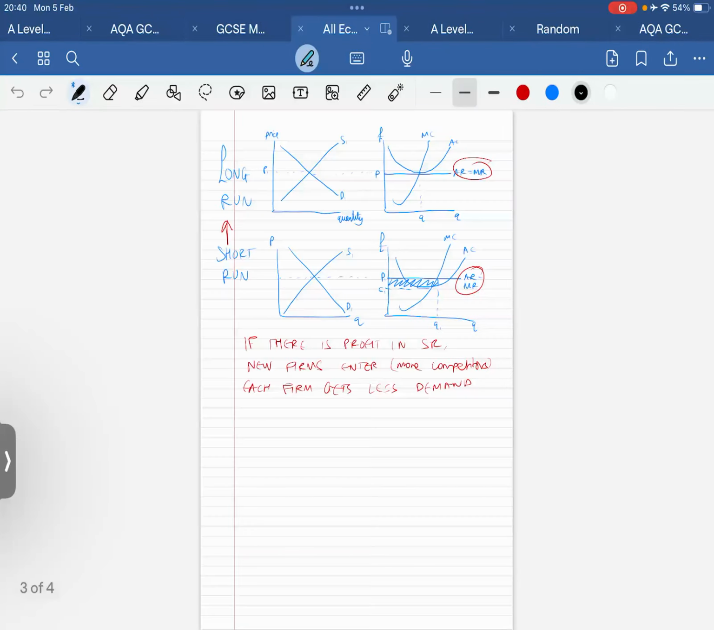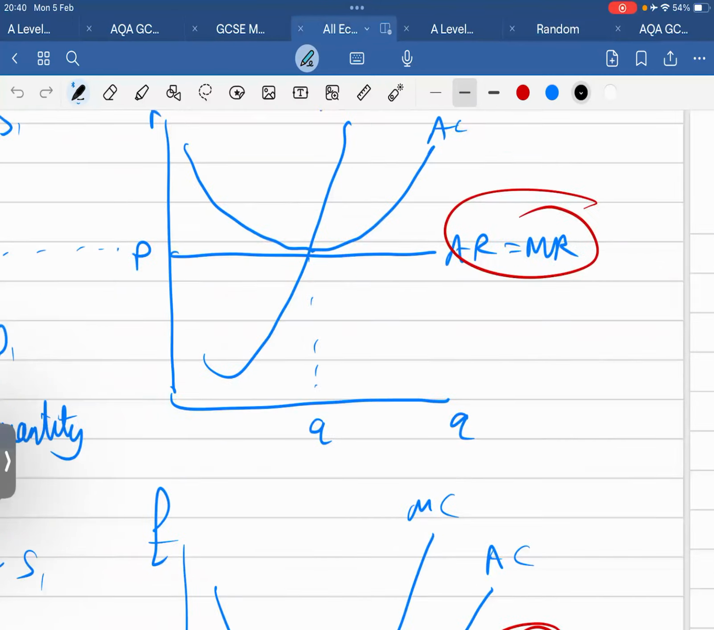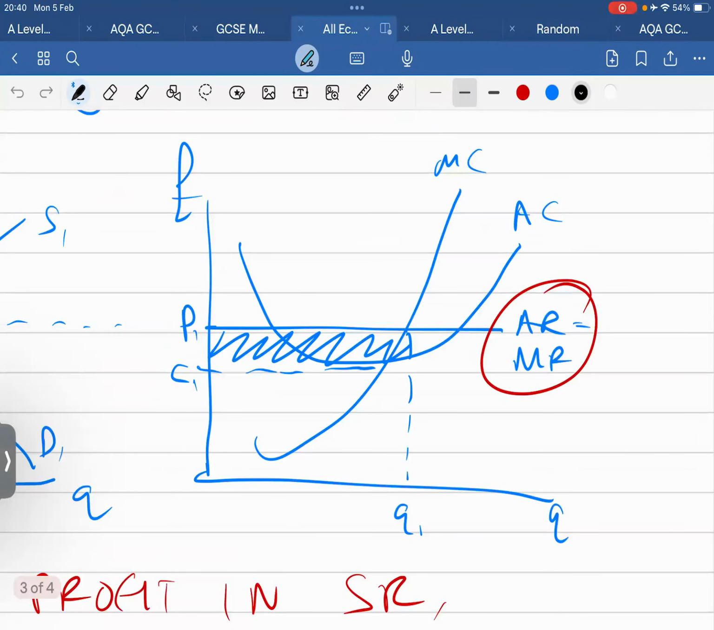Lastly, in perfect competition, in the short run, are we at the bottom of the AC curve? No, the bottom of the curve is here, so we're not. Does MC equal AR? Yes, it does. AR is here and MC is there, so it does. So in the short run, they're allocatively efficient.